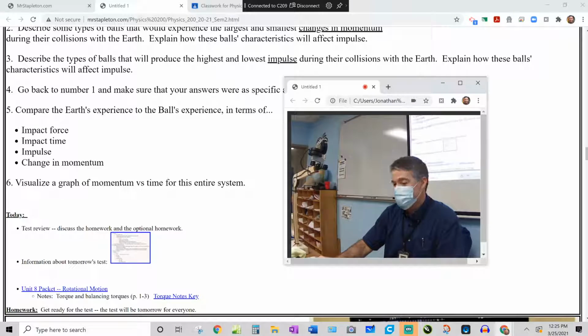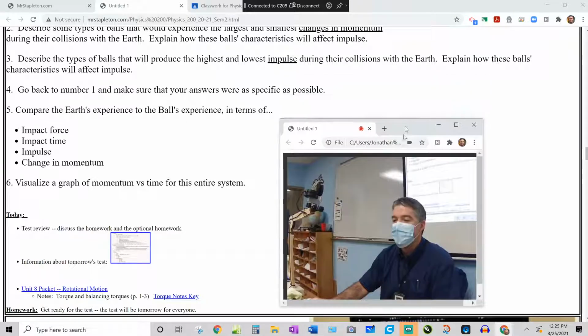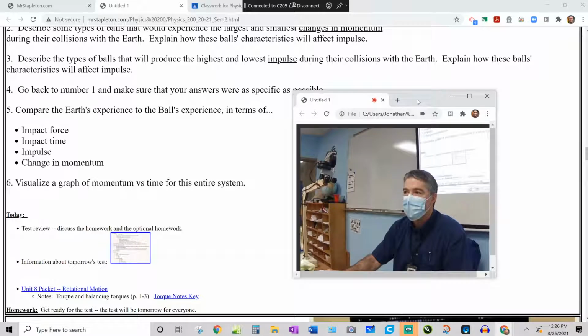How about impulse? Which one experiences a greater impulse, the Earth or the ball? Not the ball. Not the Earth. What is impulse? If I'd said, give me the formula for impulse, what would it be? Force times time. And if the force is the same and the time is the same, the impulse is the same. So now the change in momentum. Which one experiences a greater change in momentum? Same. It's the same too, because impulse equals change in momentum.